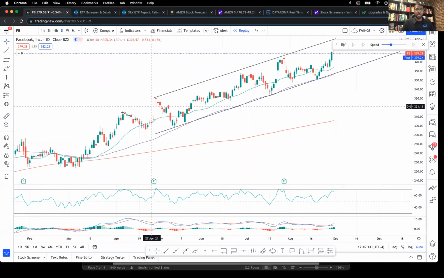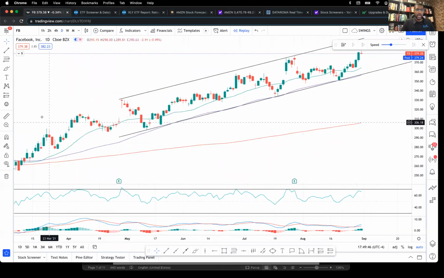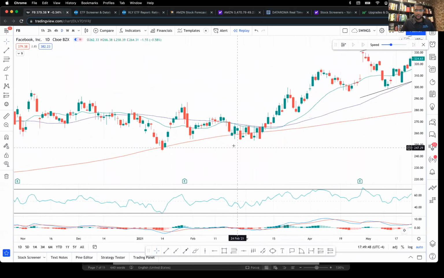If we look at Facebook, you can see that Facebook actually broke out here. So you can look back here at February 2021. This right here is a stage 1 consolidation. Price is moving sideways and is right under the 50 and 20 moving average. Crossed over both of them, broke out of the consolidation zone.